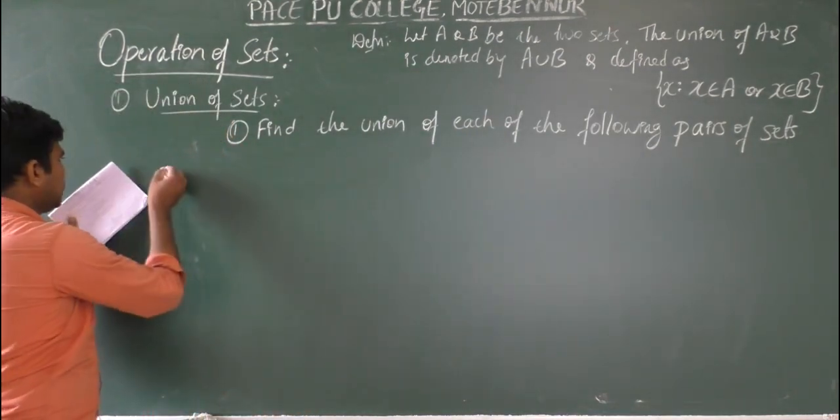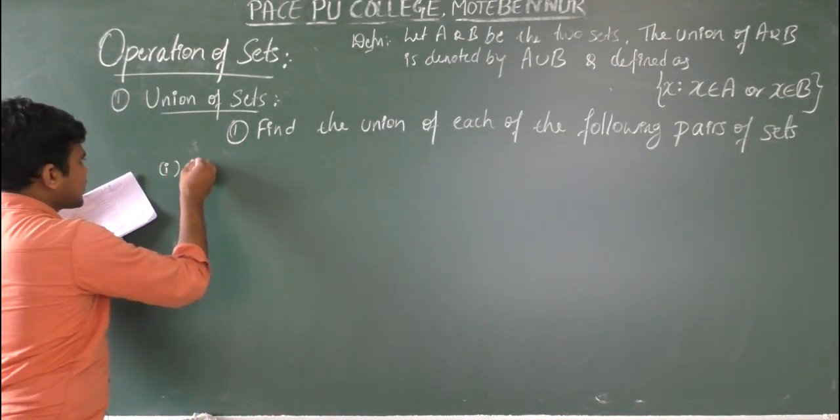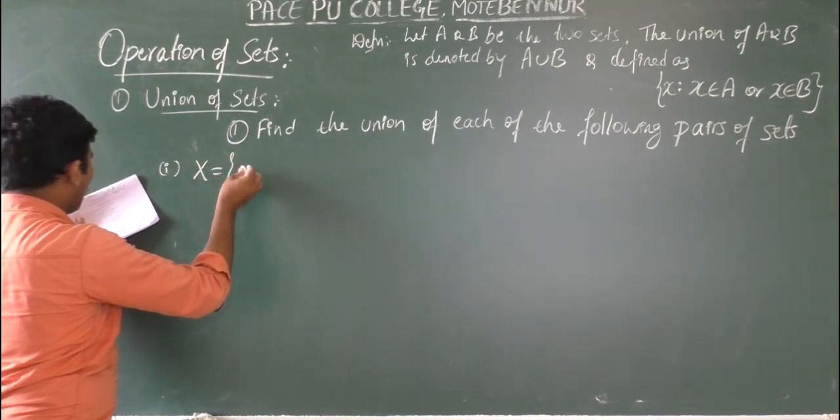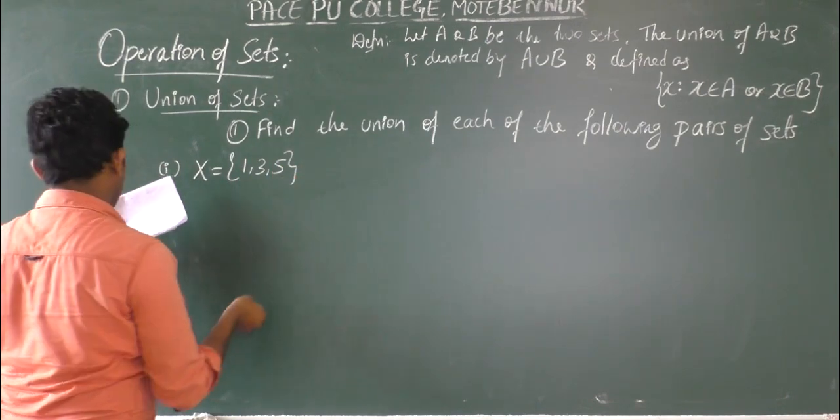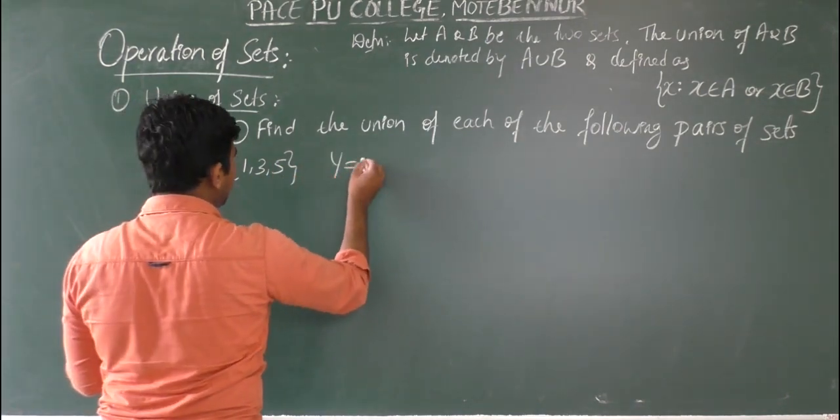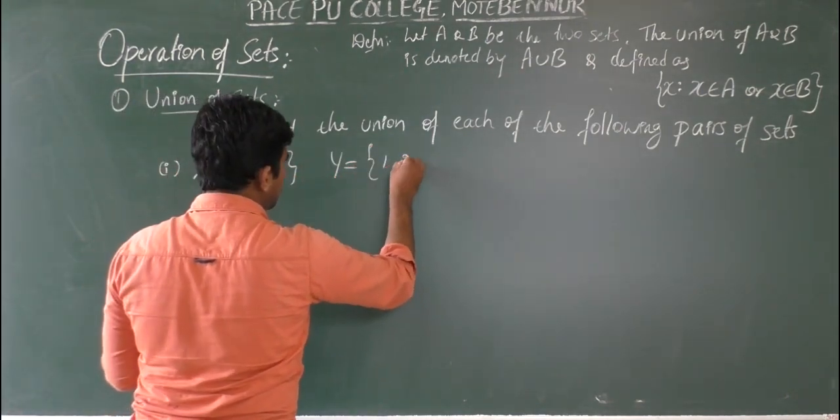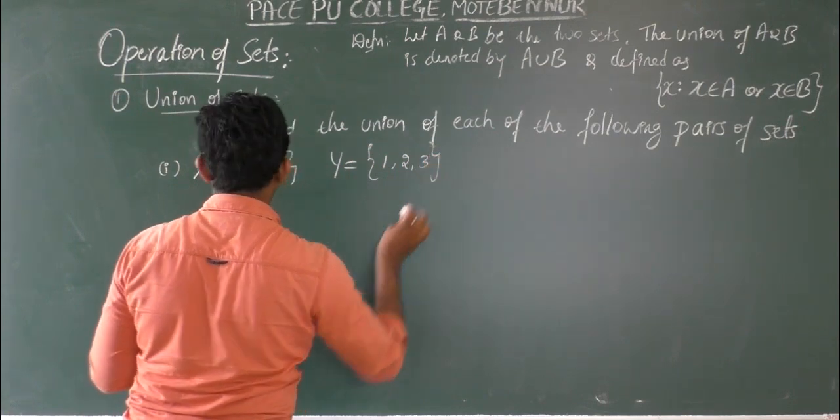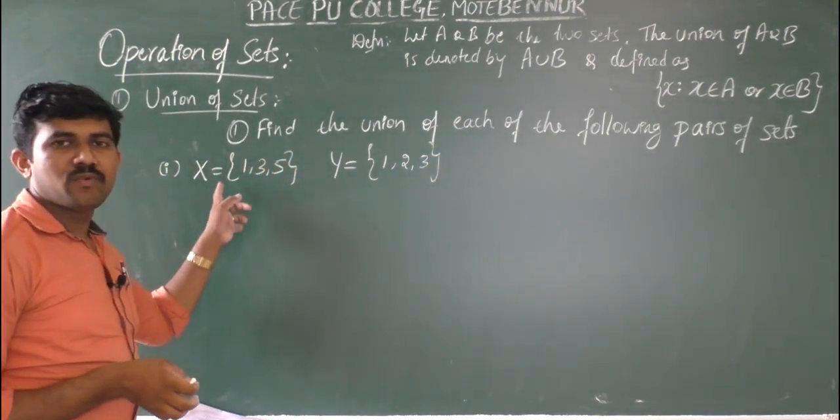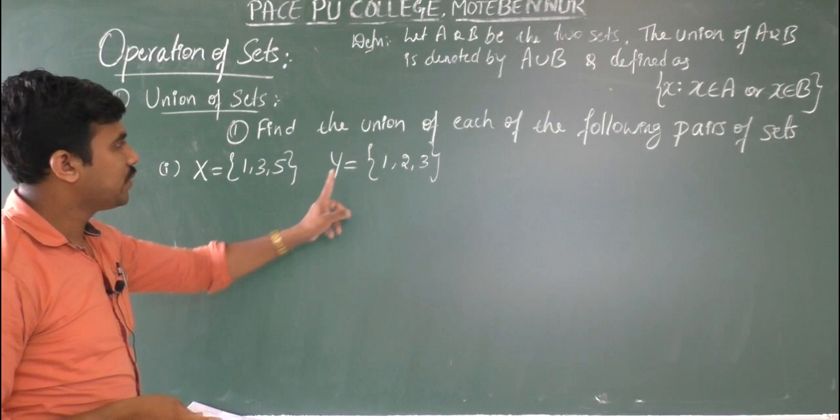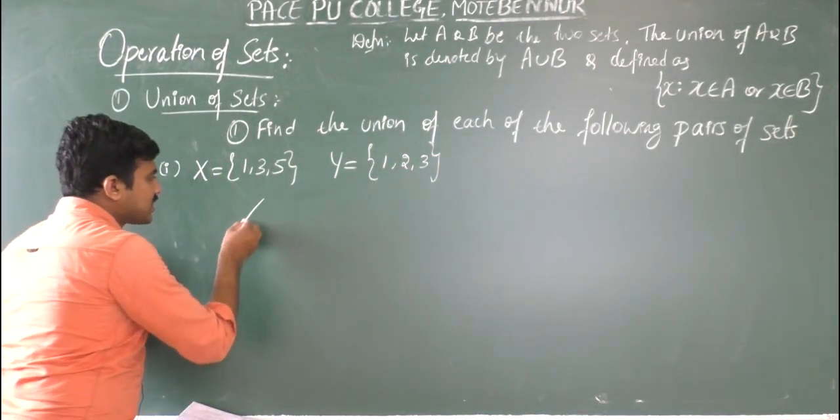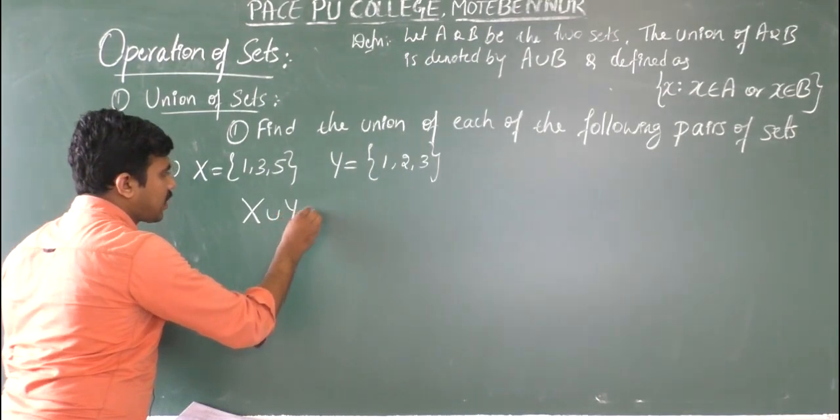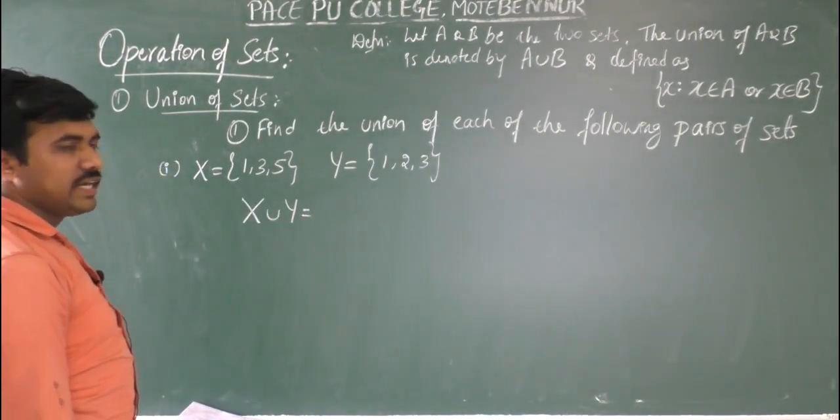That first question, X is equal to the set of all 1, 3, 5. Y is equal to the set of all 1, 2, 3. Okay, so X is equal to {1, 3, 5}. Y is equal to {1, 2, 3}. Now, what is X union Y? X union Y we need to find now.